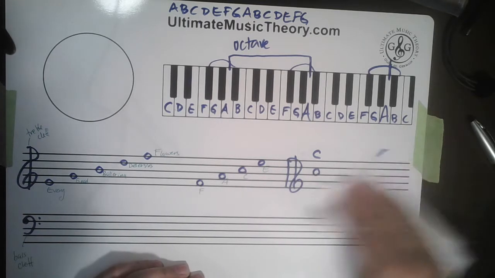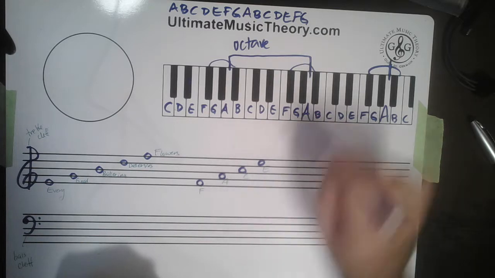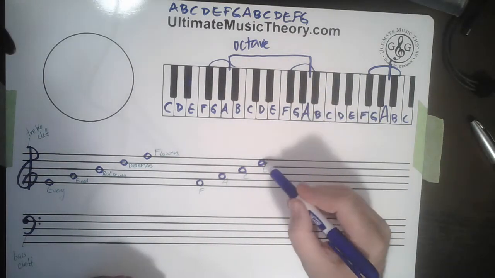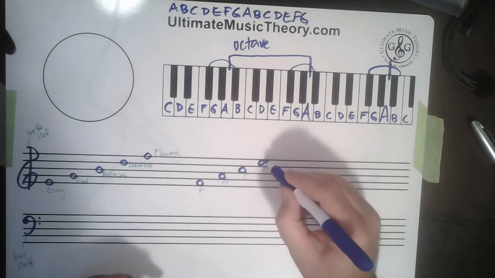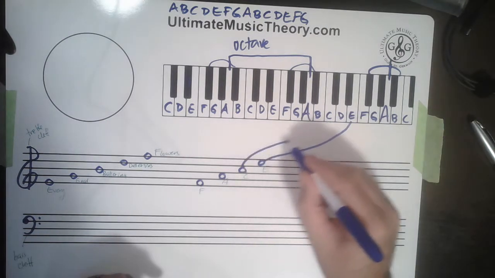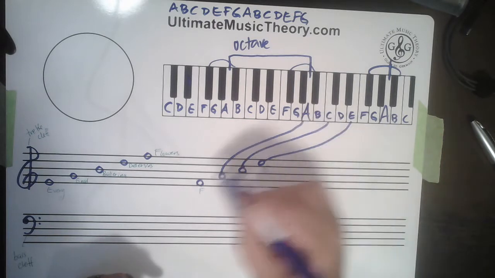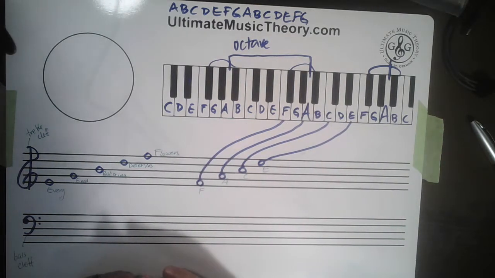And then the next thing that you kind of need to understand is that the stuff that's here meets up with the stuff that's here. So this E might be right here. This C would be there. This A would be there. And this F would be there on the keyboard. Okay?